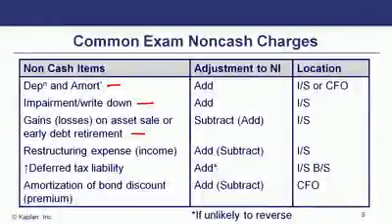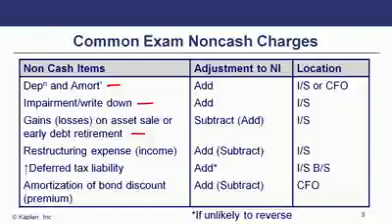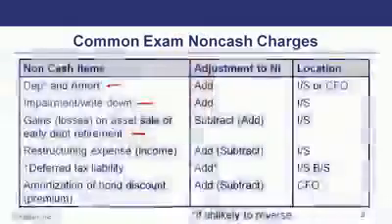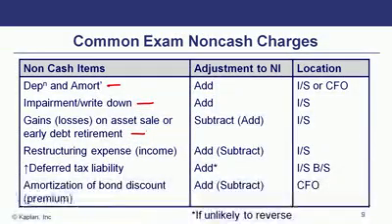Restructuring expenses, you're going to add those back. Deferred tax liability, you're going to add those back because they represent essentially income tax expense that you actually have not paid cash for, right? So in the case of accelerated depreciation, you recognize the income tax expense, but you are able to deduct more. Now, there's also amortization of bond discount or premium. You're going to add back discounts and you subtract out premiums.